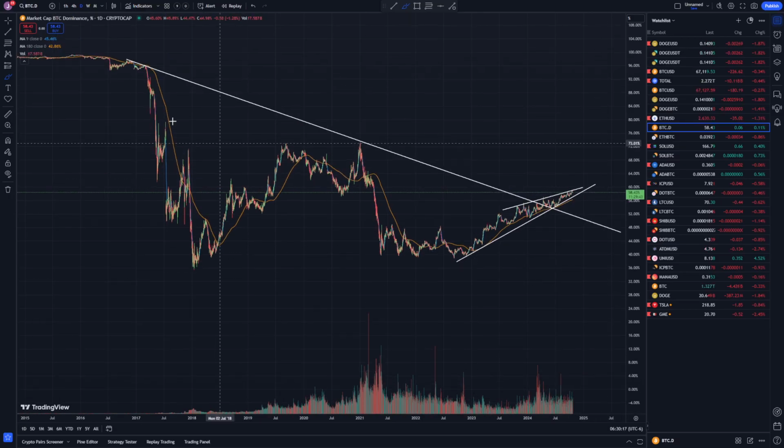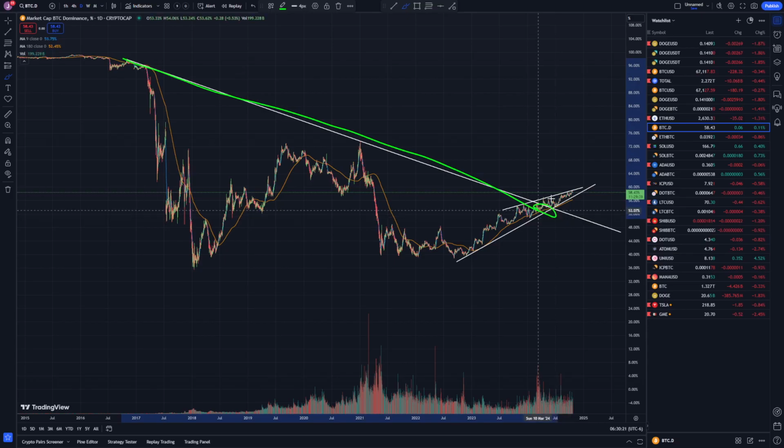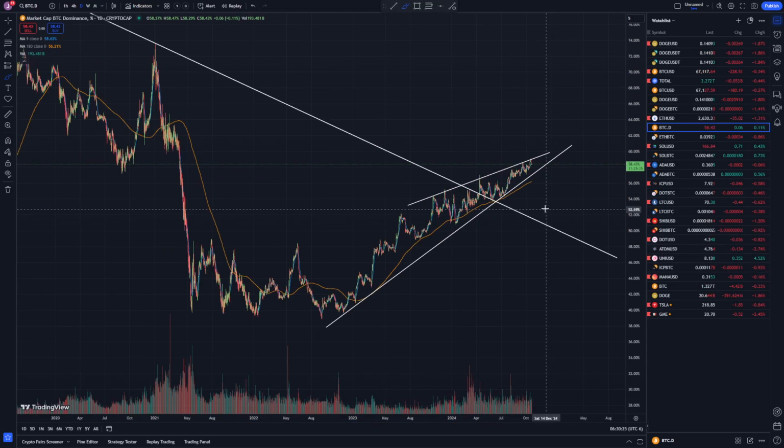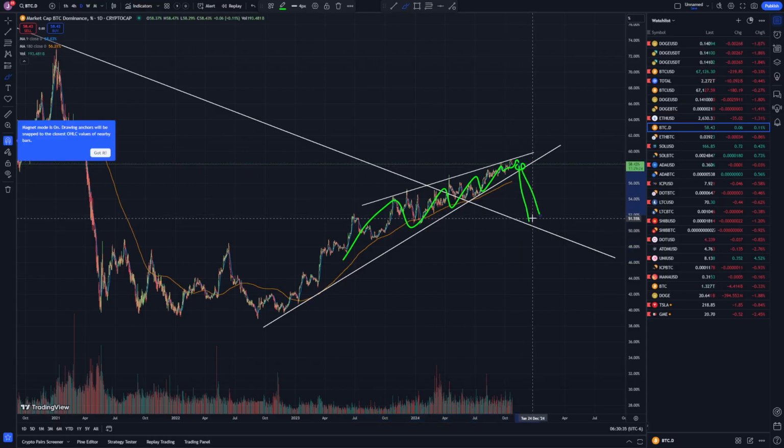If we zoom out in the bigger time frame, we have this big downtrend and we broke it. So that's good in the longer term. But in the shorter term, we are kind of forming this rising wedge pattern. And rising wedge patterns are a bearish pattern. Once we break that going to the downside, it's not guaranteed though, it can break to the upside.